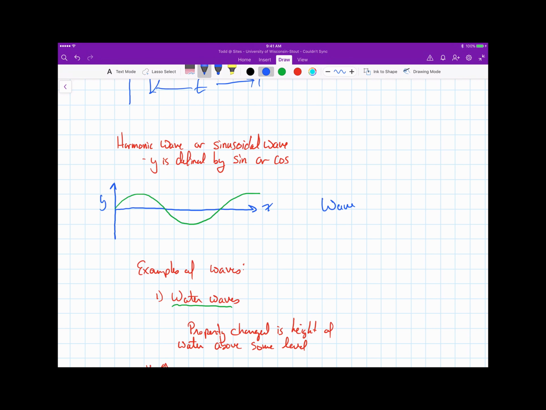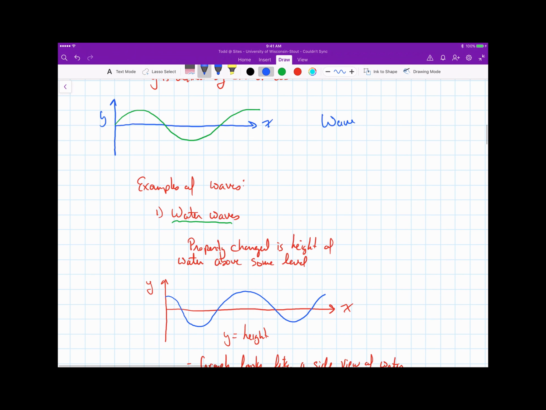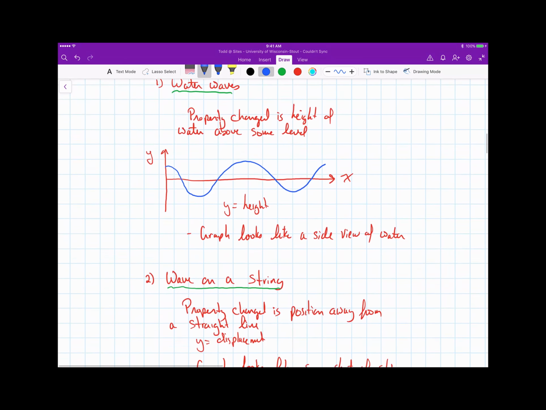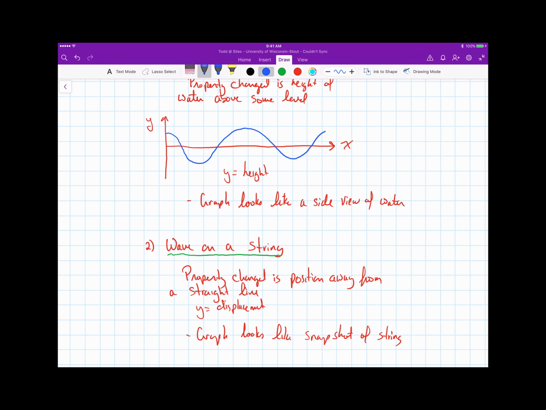Now just to go through some examples of waves, of course we have the water wave that we're used to. The property in question that is changed from equilibrium is the actual height of the water. And in this case, the graph looks like a side view of the water heights. Wave on a string is another example. The property in this case that is changed is the position away from the equilibrium position of a straight line. And y then represents the displacement. And so our graph of y versus x essentially looks like a snapshot of the string.